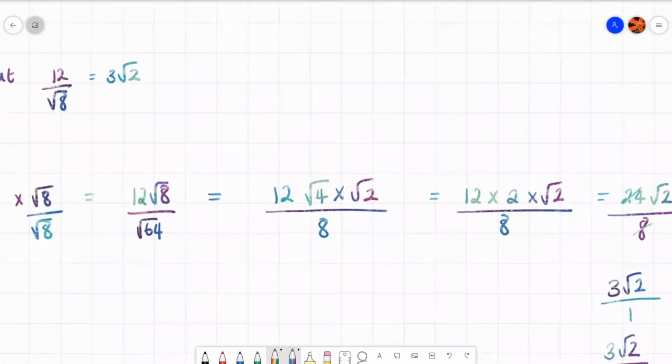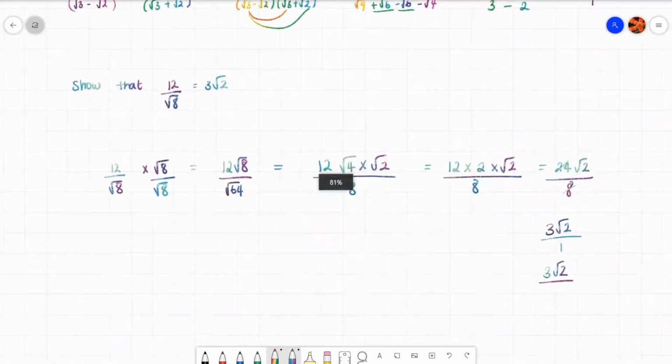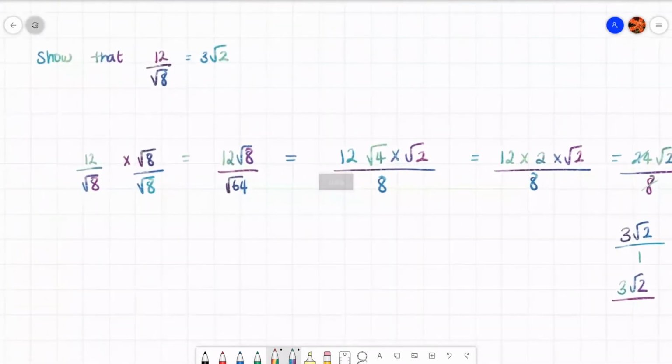And remember, looking back at the question, if I zoom out, the question was show that 12 over root 8 is equal to 3 root 2. And we have done that. Okay. So the examiner might not ask you to show or rationalize the denominator. It might ask you a question in a hidden form.